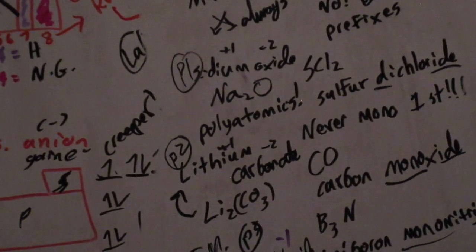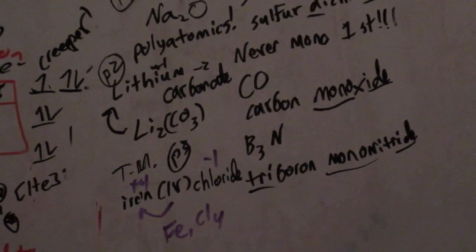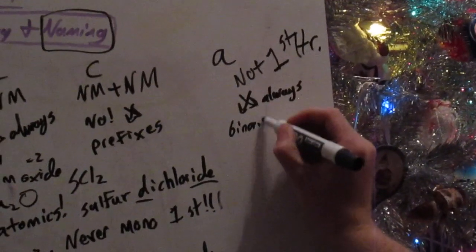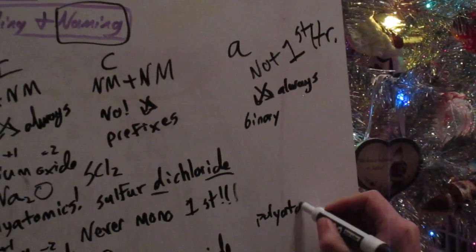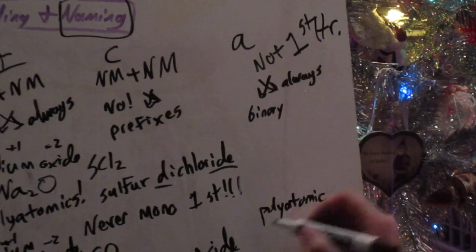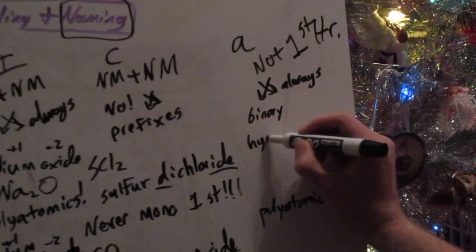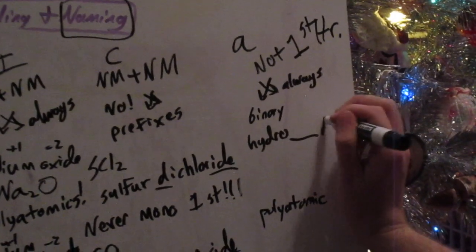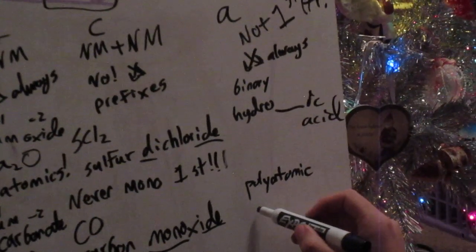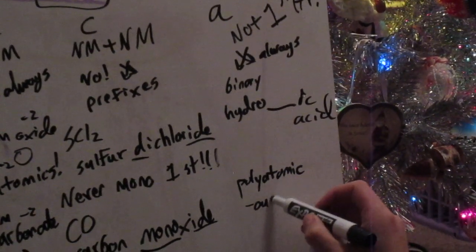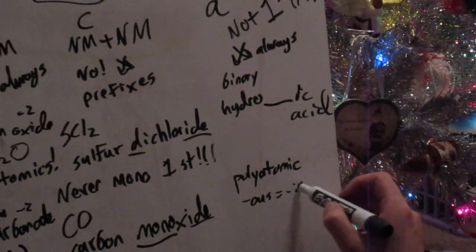And then going to the very last part of the video, which has been probably causing people the most trouble, being absolutely honest with you, is acids. Again, it's either going to be binary or polyatomic. If it's binary, it's going to be hydro, something, ic, acid. And if it's polyatomic, if it has an ate, it's going to become ic, and if it has an ite, it's going to become ous.